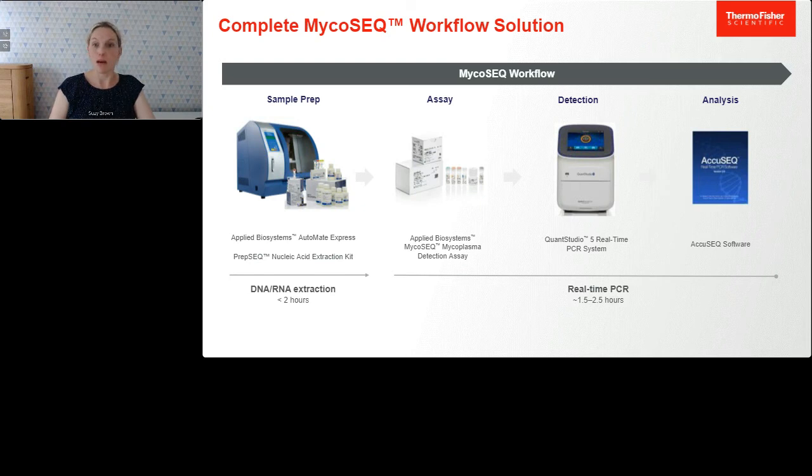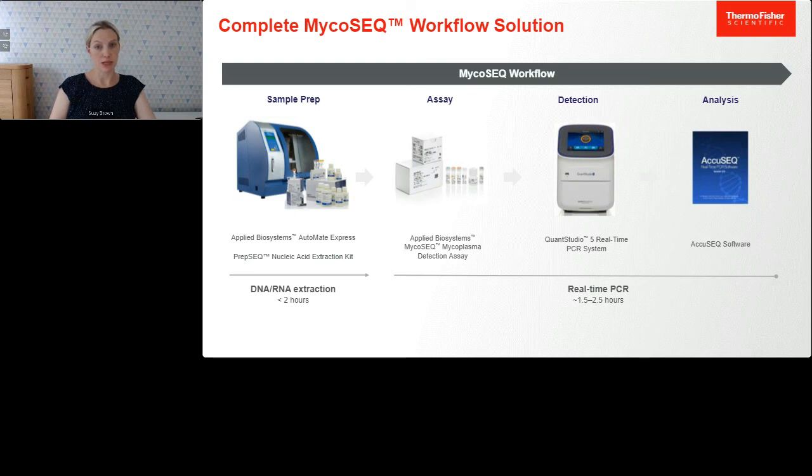Next, we have our real-time PCR assay itself. So this is the Microseek kit using SYBR Green detection dye. It has a multi-primer approach, which allows us to detect over 90 different species of Mycoplasma, and its sensitivity has been demonstrated by internal and external validation to detect fewer than 10 Mycoplasma genome copies, with PCR sensitivity as low as 1 to 3 genome copies.